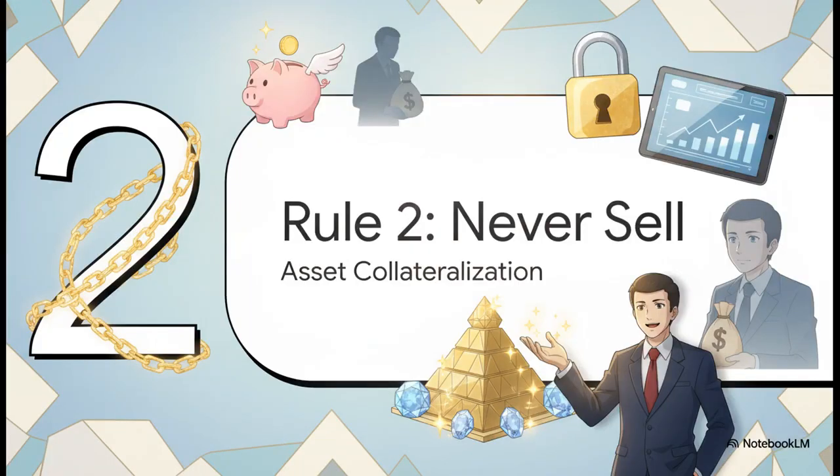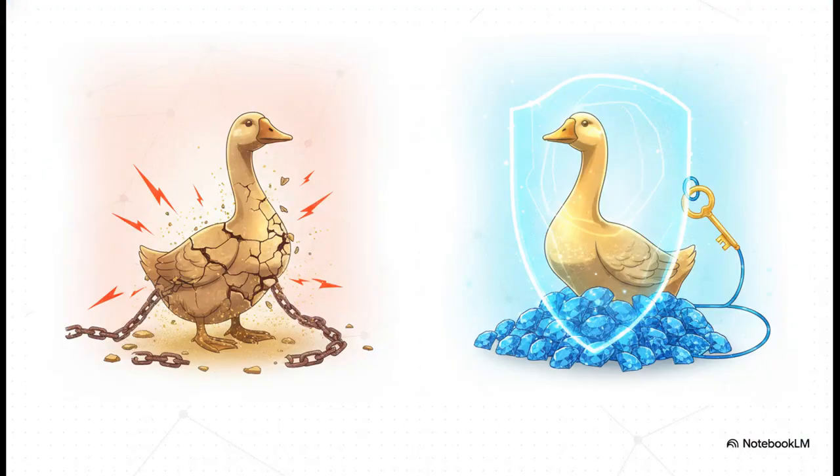Which brings us to Rule 2, the tax and liquidity loophole, all built around asset collateralization. Let me ask you a very relatable question. What does a regular person do when an investment suddenly spikes in value? The instinct is usually to sell it, right?